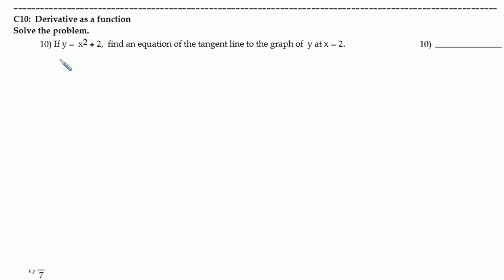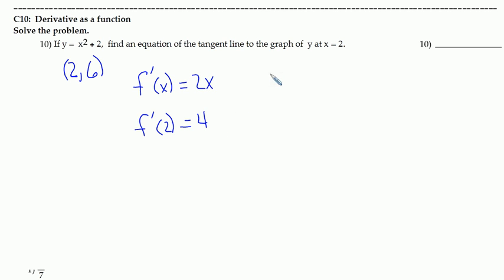Number 10 says if y equals x squared plus 2, find an equation of the tangent line of the graph at x equals 2. Well, if x equals 2, then y is 2 squared or 4 plus 2 or 6. So let's go ahead and find that derivative so we can find a slope. The derivative of f is 2x. So the derivative of f at 2 should be 4.